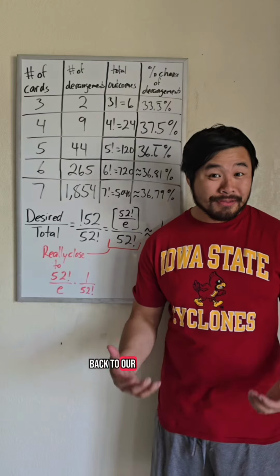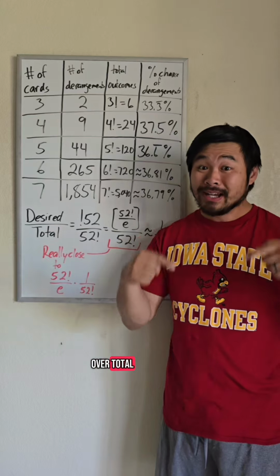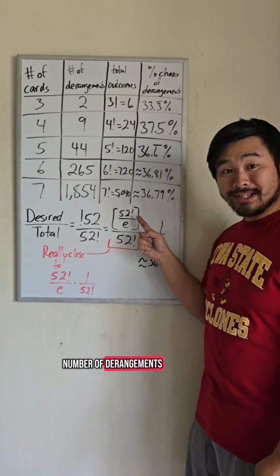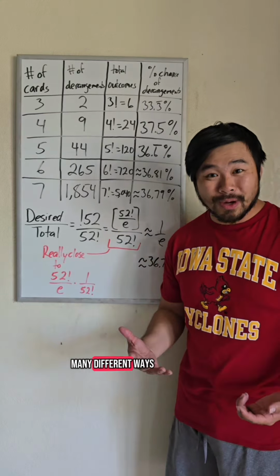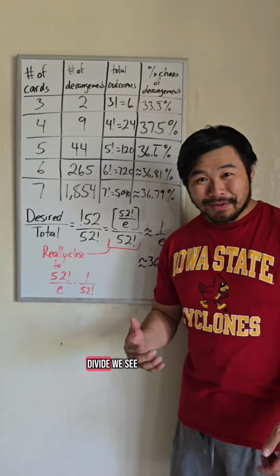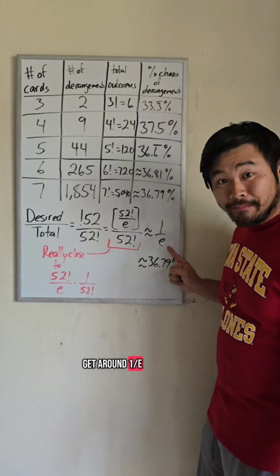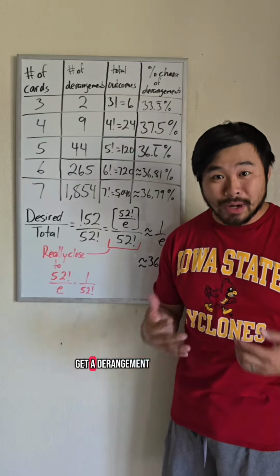Now let's go back to our 52 card deck example. Probability is desired over total, desired being the number of derangements, and our total being 52 factorial, because that's how many different ways we can arrange 52 cards in a deck. And when we divide, we see that we would get around 1 over e. So there's around a 36.79% chance that we would get a derangement.